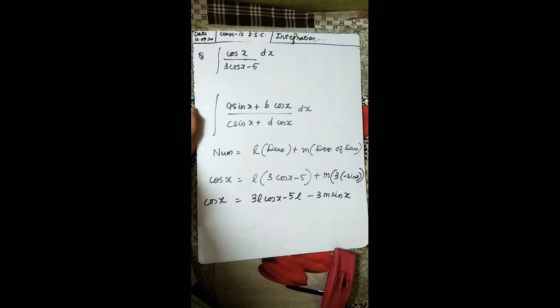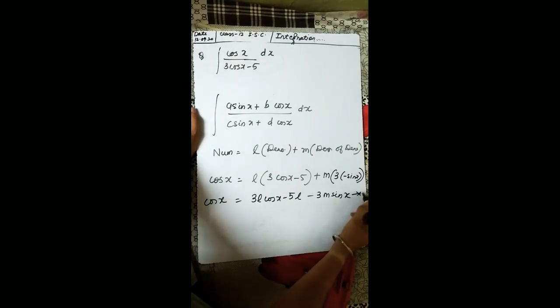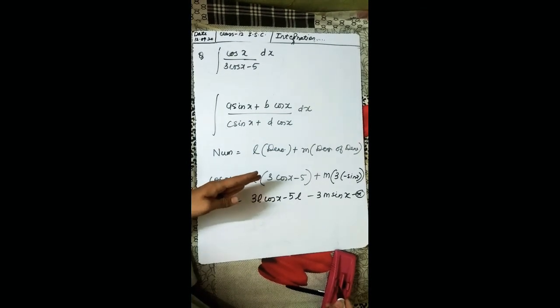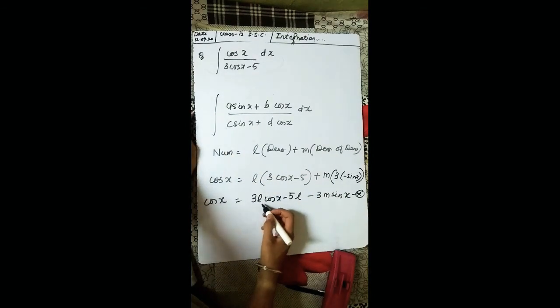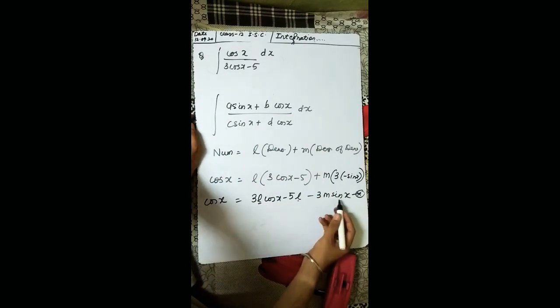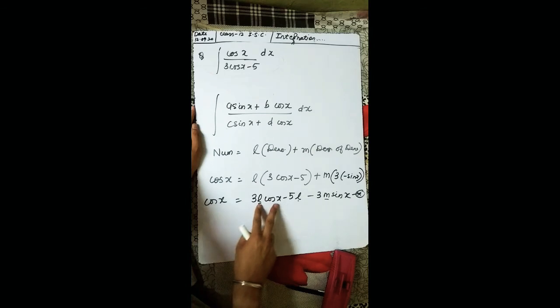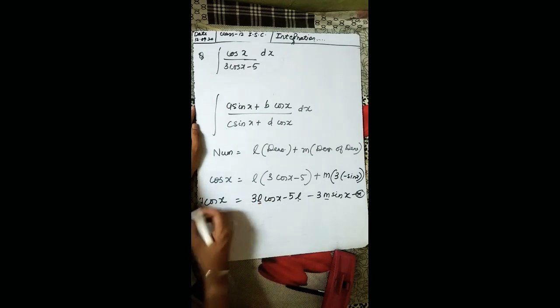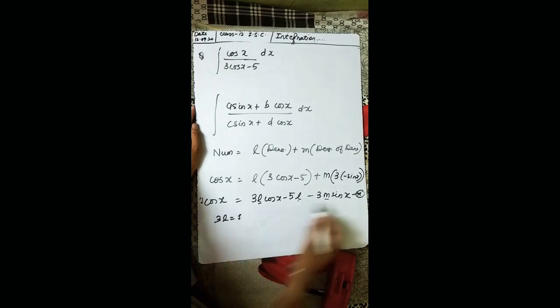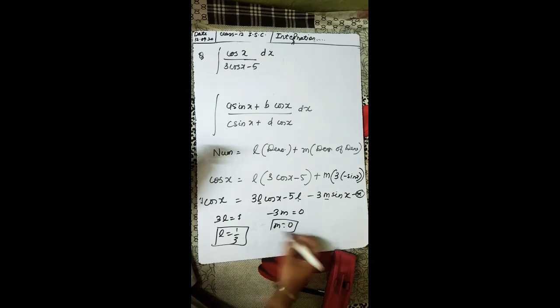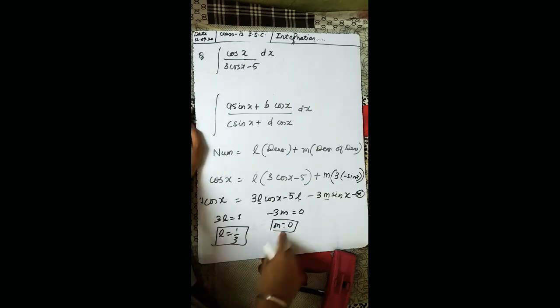So this will be our star equation. As I told you, after you differentiate, the next step will be your star equation, because you need to put the values of L and M there. Now if you compare the cos value, 3L is equal to 1, because this is 1 of cos x. Compare the value of the sine function. You don't have a sine function here, so minus 3M is equal to 0. What is L? 1 upon 3. What is M? 0.